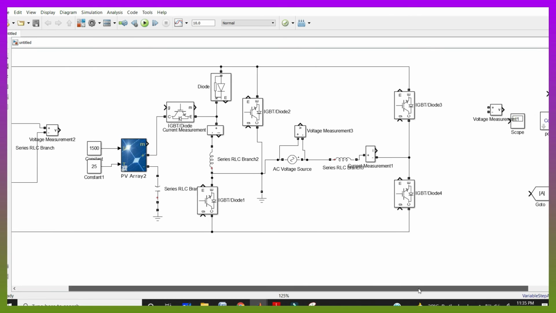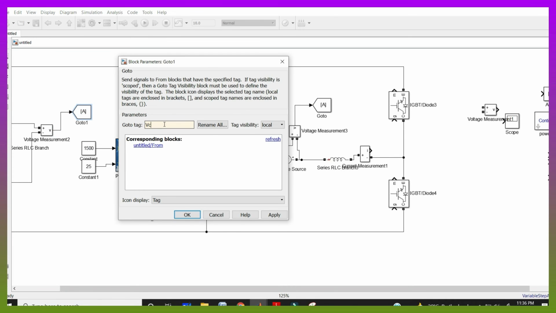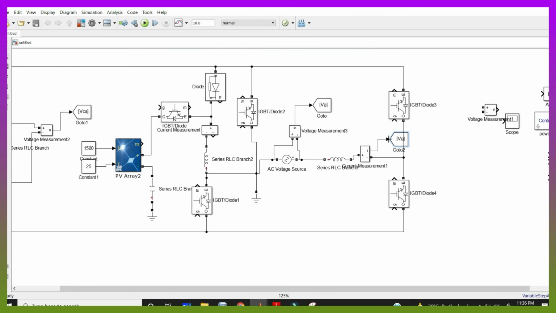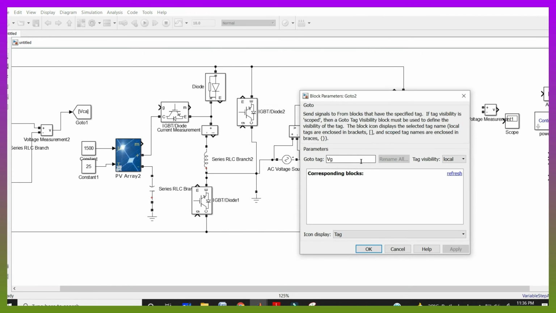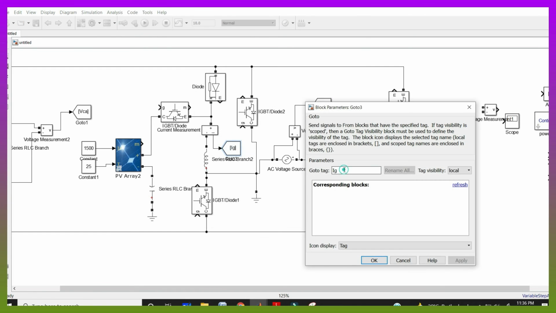Now go to blocks and connect to each and every voltmeter and ammeter, and you can name it as capacitor voltage VCA, grid voltage VG, and grid current Ig. And this inductor current is nothing but IL. You can also take the inductor current as IL.